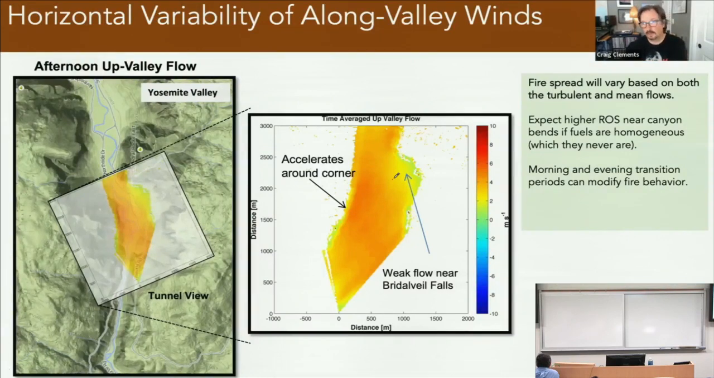So if a fire were to basically start spreading in this valley, assuming the fuels are homogeneous, which they are not, we would expect that the fire might spread more quickly along this vertical sidewall of the valley and spread less quickly along this edge here. And we're not even considering morning transition periods or evening transition periods, which could also modify the winds and the fire behavior.